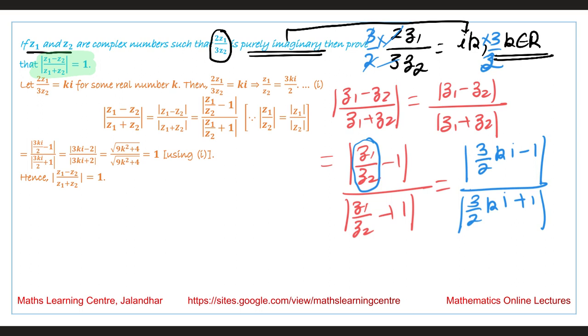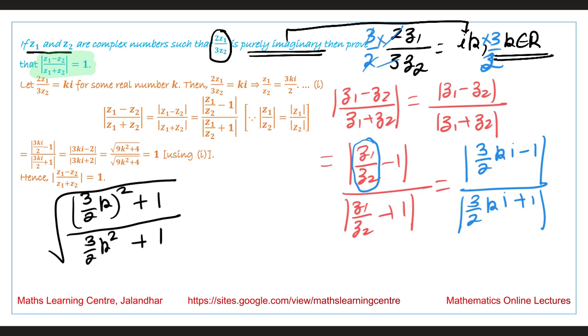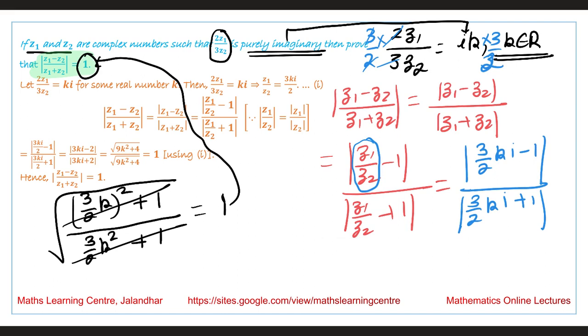The modulus of these numbers are the square root of 3 by 2 k square plus 1 divided by 3 by 2 k square plus 1, the square root of the whole of this term. And we can clearly see both these values are equal, so these get cancelled. So the answer we are left with is 1, and this is what we have to prove.